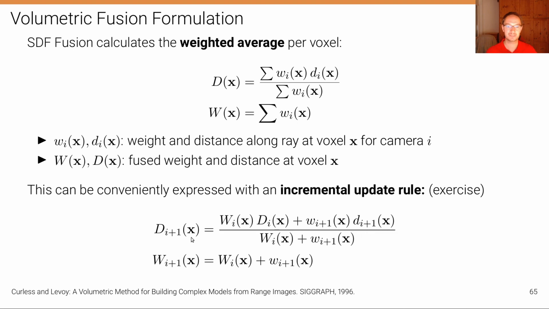You can see here in this expression that D_{i+1} just depends on expressions from the previous image or time step plus the current measurements. So it's a very simple incremental update rule, and it supports reconstruction with thousands and tens of thousands of depth maps that are fused into one reconstruction.